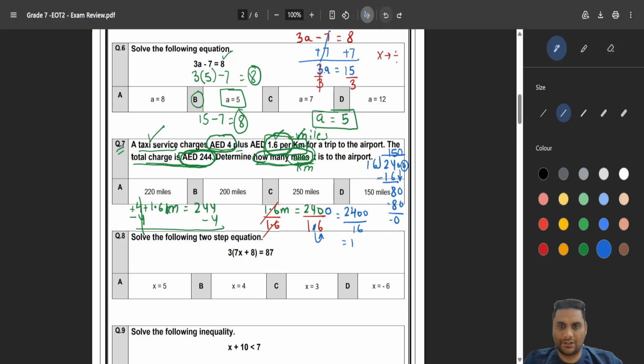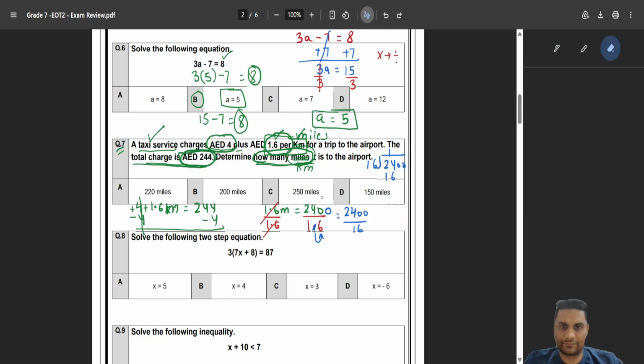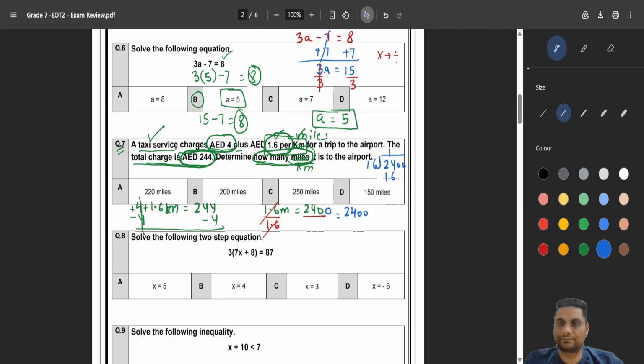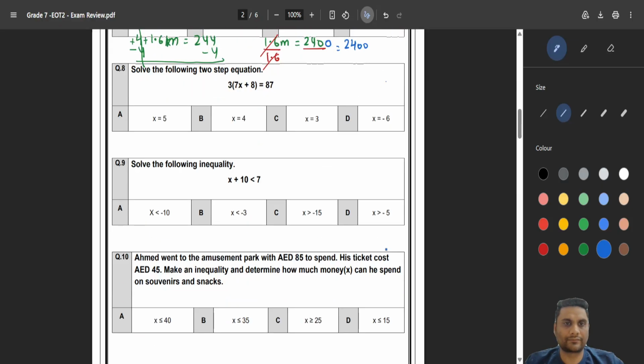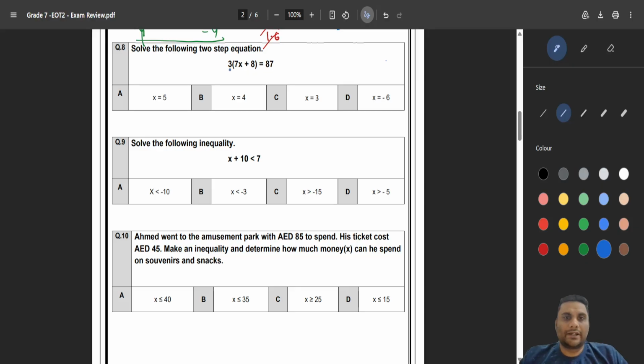Let me just erase it a little bit for the space. Okay. Now, next question. Question number 8. Again, we have to solve the two-step equation, but this time, see, we have 3 numbers. 3 here, 7 here, 8 here, right? So, let's see how to solve this.